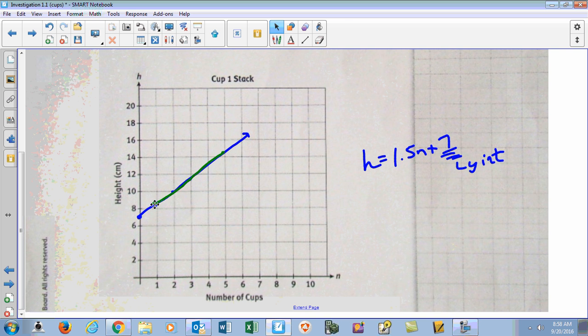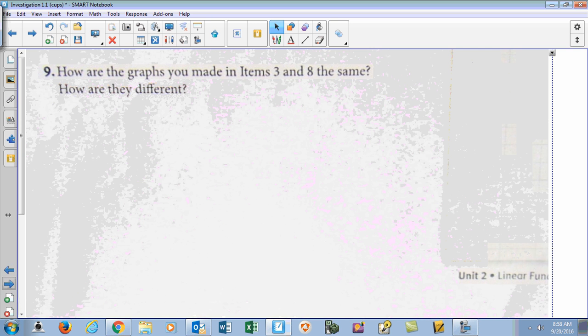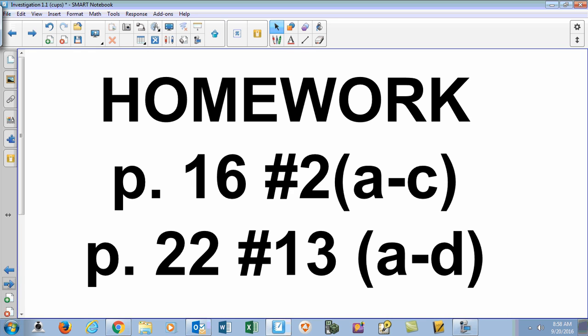So you do have some homework tonight. We just talked about that, which is right here. So page 16 is number 2. It's A through C, and if you look, it's basically a similar question to this. So you're going to try to graph that data and just answer those 3 questions, okay?